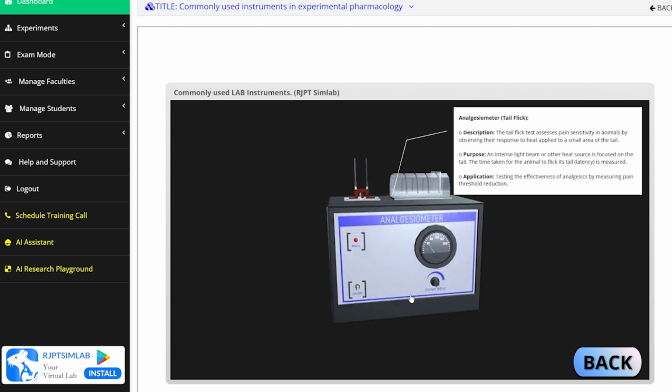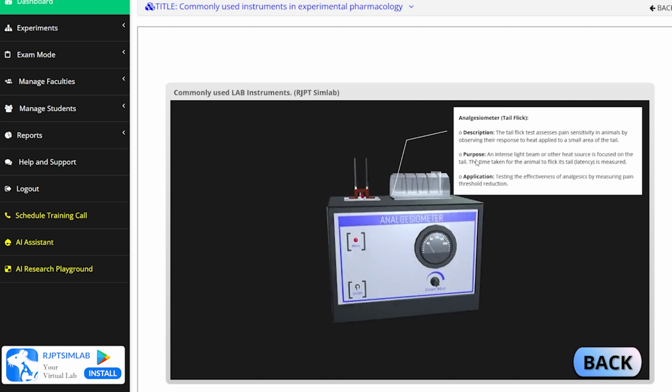As we can see, this is our analgesiometer. On the right top, we have a cave-shaped mouse holder over which we place our rodent, and from this place the tail of the rodent is placed out. Here we can see we have these two heating rods which will be connected to the tail of the rodent.